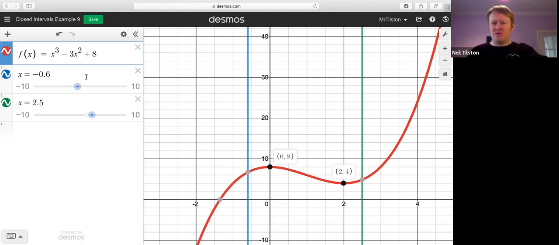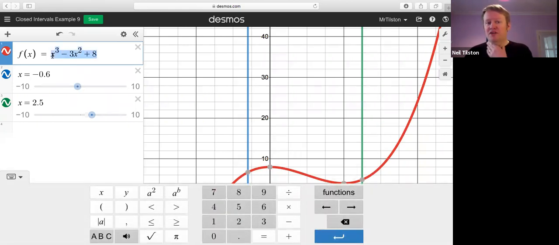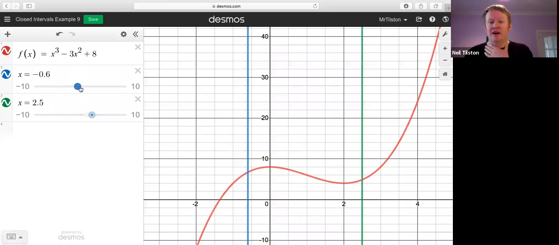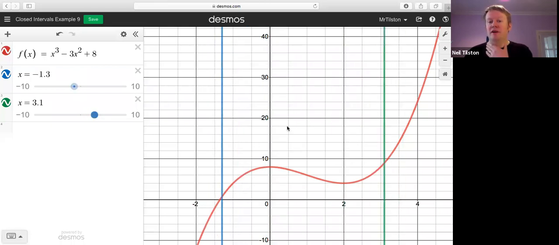And this was so easy. You can see I just typed in 3 very basic functions there: the function that was given in the question and the vertical lines that match the endpoints. That's all I put in. And it meant I could really quickly and easily do this.